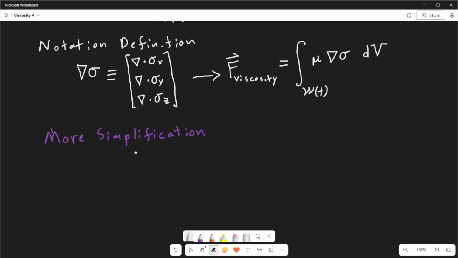So this is basically to write sigma in terms of the gradient, basically various delta products of u.